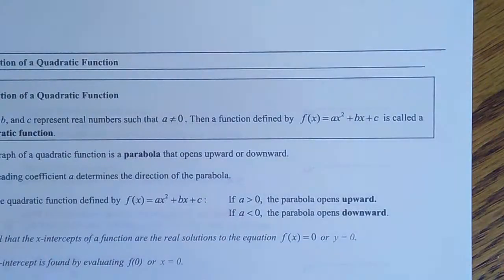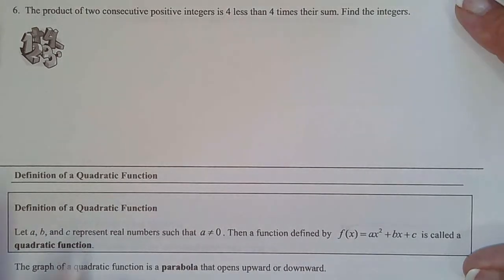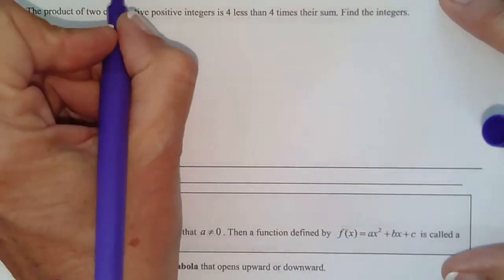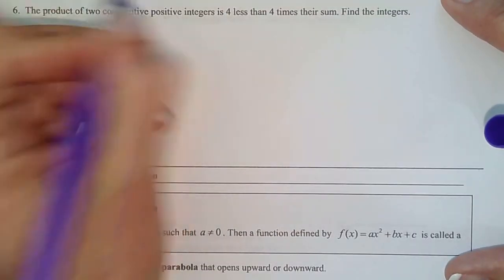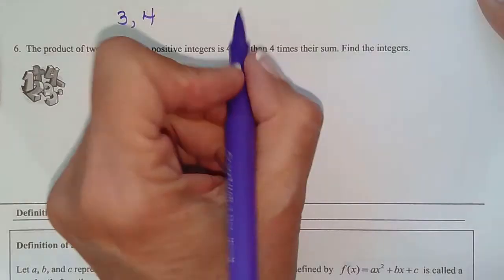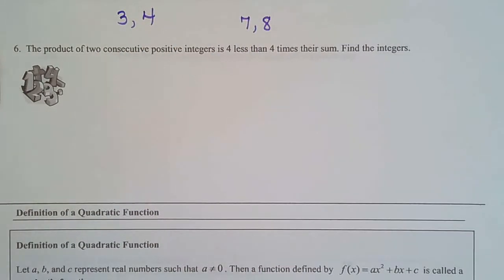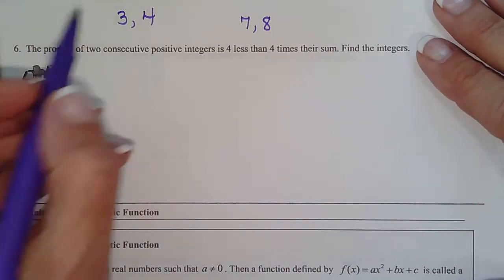So the product of two consecutive integers. So do you guys know what consecutive integers are? It would be like 3 and 4, and it says positive. So it's two numbers right in a row, 7 and 8. So a lot of times students go, okay, well, I know what they are, but I don't know how to write an equation about them.